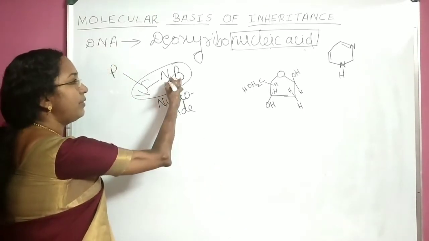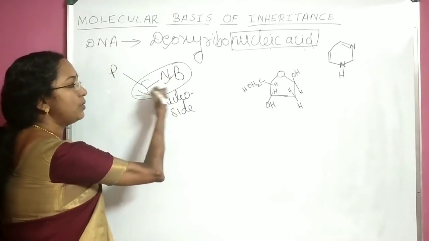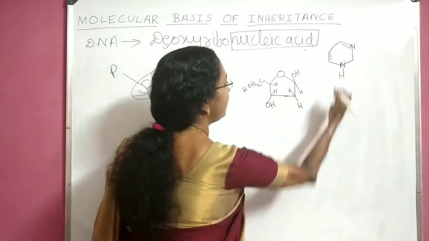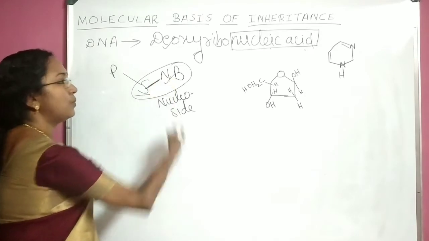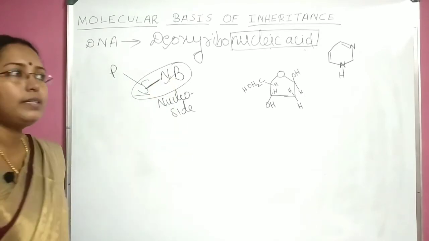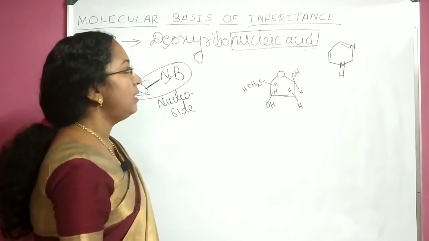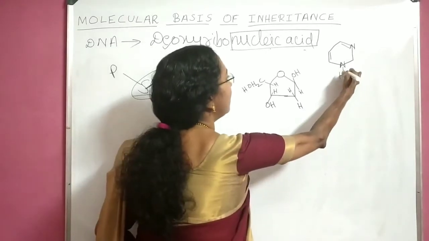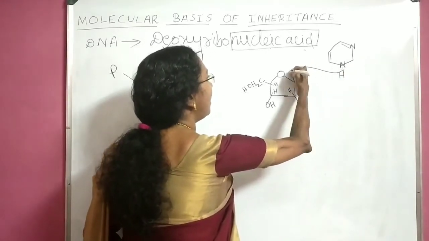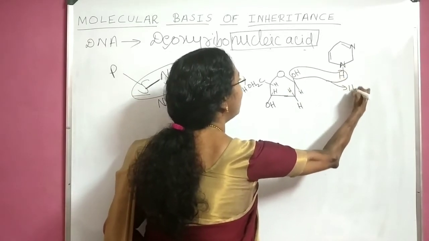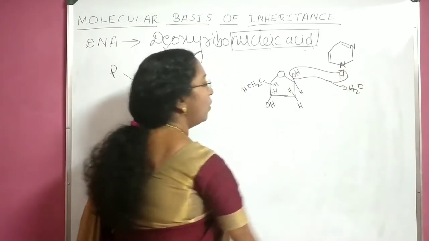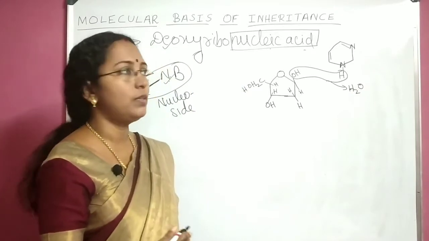Now what do I have to do? I have written a nitrogenous base over there, and I have written a sugar. This is my sugar, this is the nitrogenous base. Now I have to link these two. Where is that linkage, is the question. The linkage is like this: the H here and the OH here, one water molecule, H2O, will be removed.